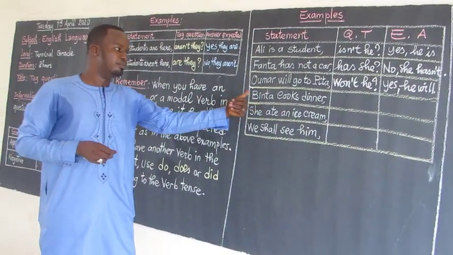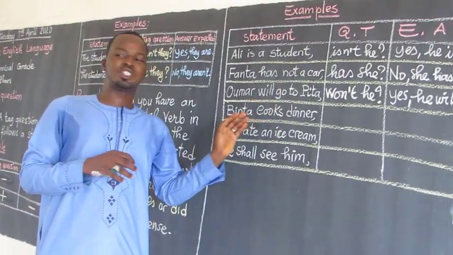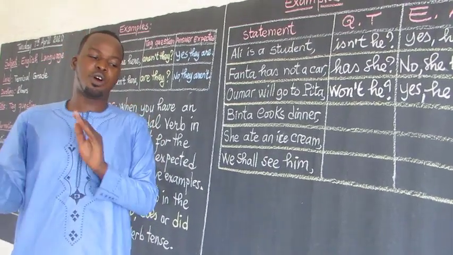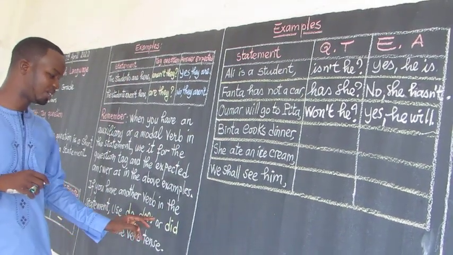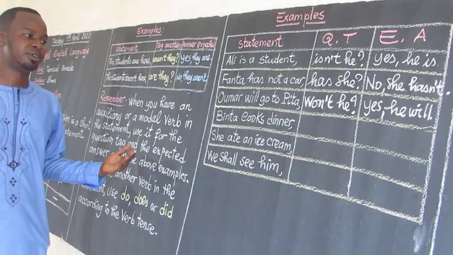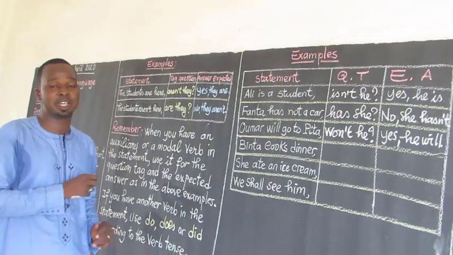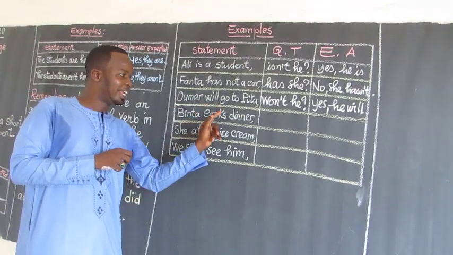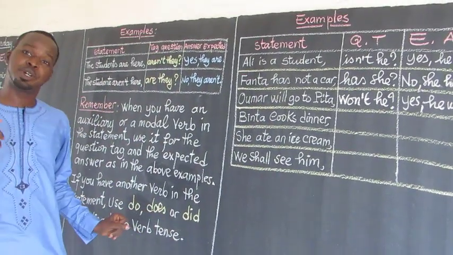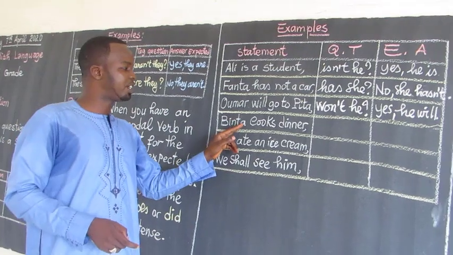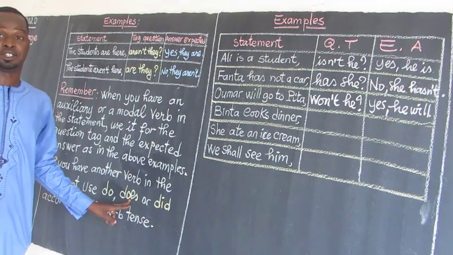The next one, Binda cooks dinner. And here, the verb is not an auxiliary or a modal verb. We have to use do, does, or did. Which one is correct here? We said according to the verb tense. So we have to check the verb tense of the statement. The verb tense here is the present simple. So do has to be in the present simple. And when we take, for example, Binta in the third person singular, we have to use does.